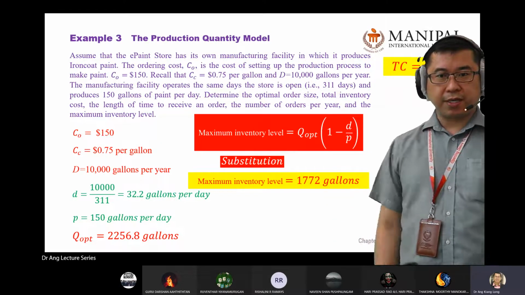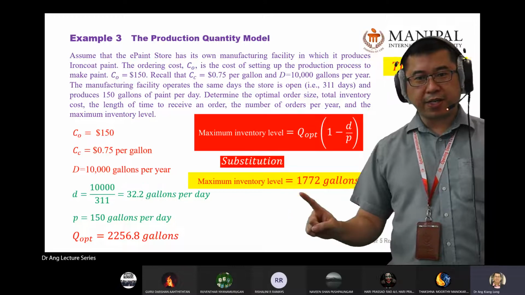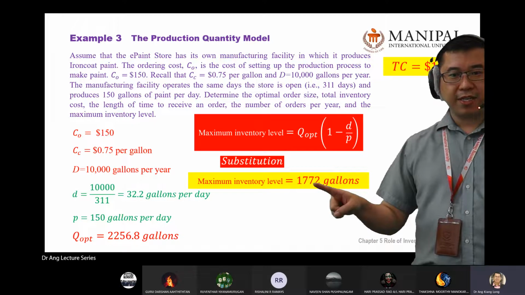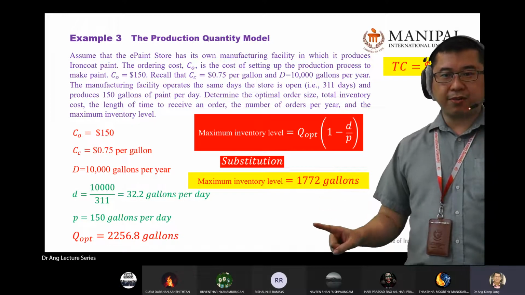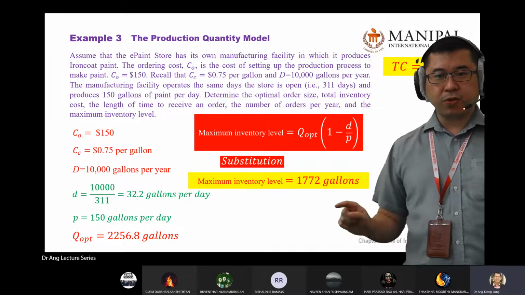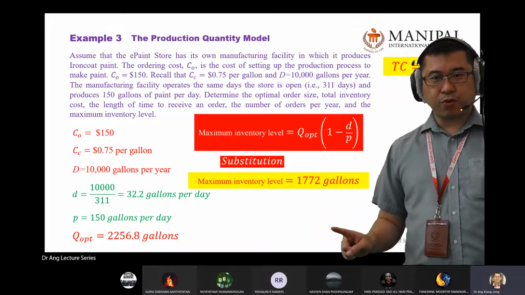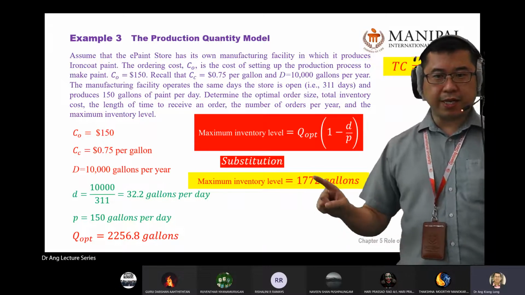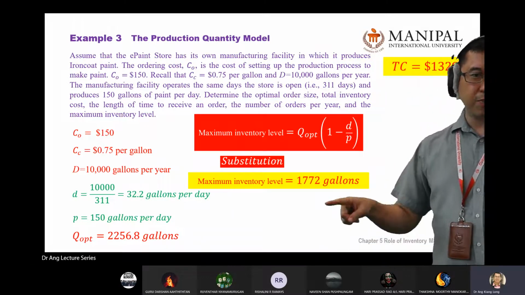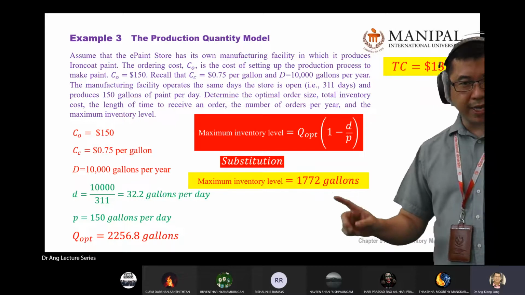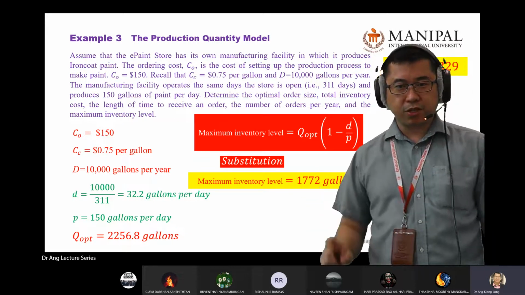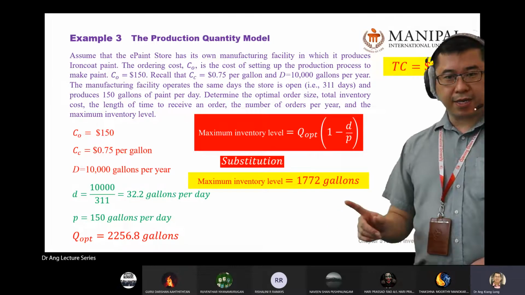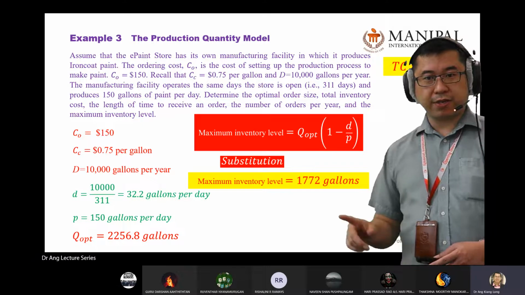1772 gallons. So every time your inventory reaches this value, what do you do? You stop production. Then it will reduce until 0. Once it reaches 0, what do you do? You order again, for production to start. Okay, start producing, then produce up to this number again. Stop production. Then distribute to your customer until 0. Then start again, produce up to this level, stop production, distribute again. Okay, so this is how you calculate 1772 gallons for this setting.